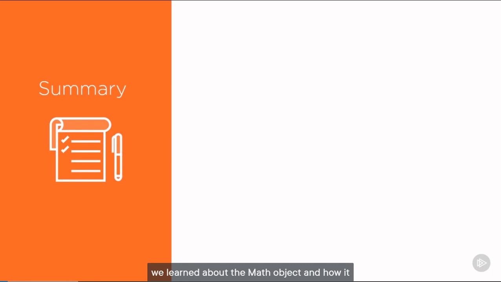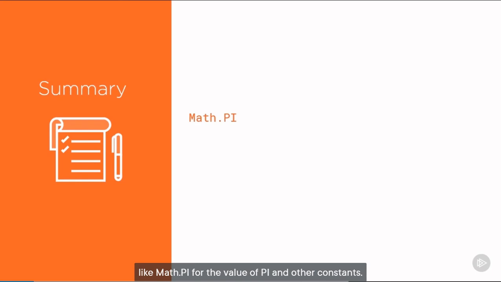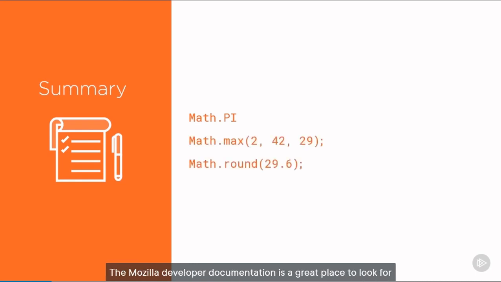In this module, we learned about the math object and how it encapsulates a host of math constants, like Math.PI for the value of pi, and other constants. The Mozilla developer documentation is a great place to look for more info on the various math functions available.